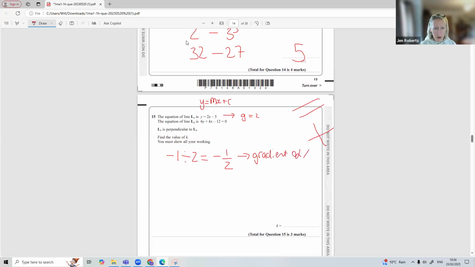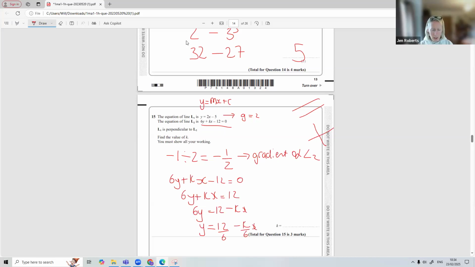Right, this is not written in the form y equals mx plus c. I need to do that first of all. What I'm going to do is add 12 to both sides. Then I'm going to minus kx from both sides. Then I'm going to divide both sides by 6. I'm going to rearrange this a bit as well.